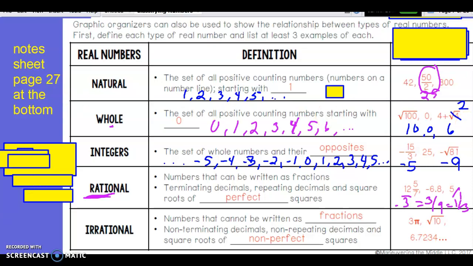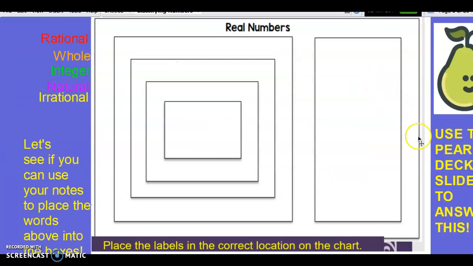What I'd like you to do now is to think about this graphic organizer and see if you can put these terms right here that we learned about into this graphic organizer. Think about what would be the smallest set and then work your way out to the largest set that would include all the other ones inside of it. Hit pause and then hit play when you are ready.